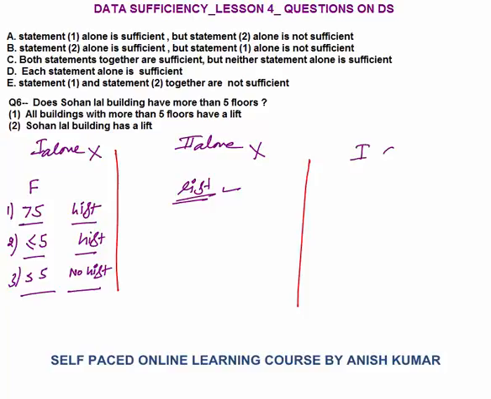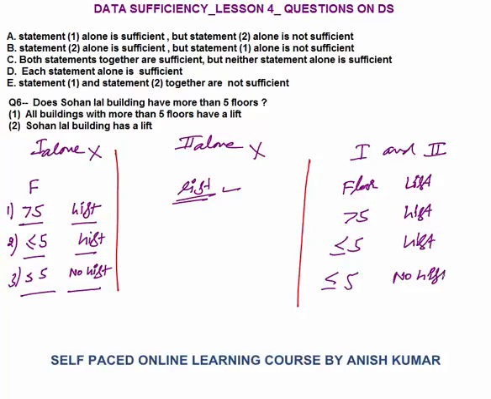Combining 1 and 2. From 1 we got floors and lift: more than 5 floors definitely has a lift, and less than or equal to 5 floors may have a lift or may have no lift. I have assumed 1 true. Second I will also assume true because I am combining. When I assume the second statement true, it means that Sohan Lal's building has a lift. So the no-lift option gets cancelled out.